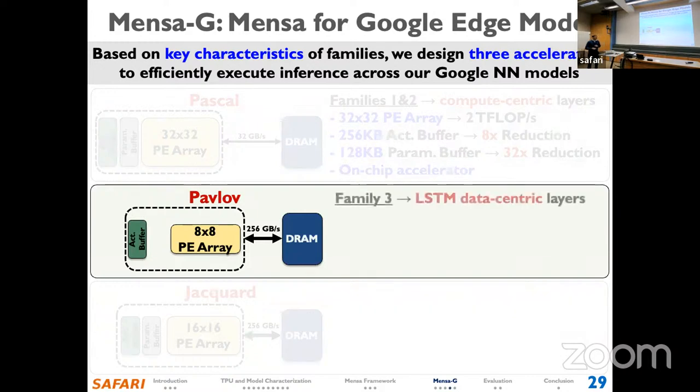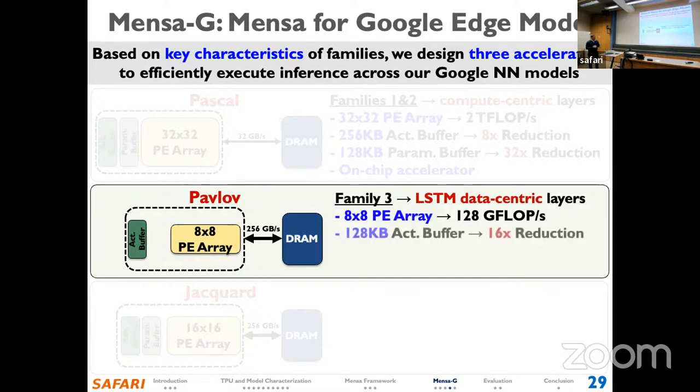The next one is Pavlov. Pavlov is a data-centric accelerator. However, we saw in our analysis that LSTMs have specific characteristics that distinguish them from the other memory-centric layers, which is that they have really low multiply and accumulate requirements. We do really few multiply and accumulates per byte accessed. Based on that, you don't actually need a really large processing element array, so our array is only 8 by 8, which gives enough throughput to fully accelerate those LSTM layers.